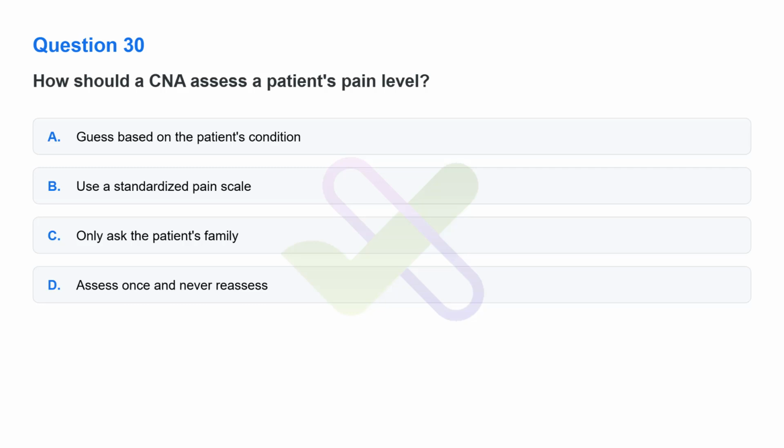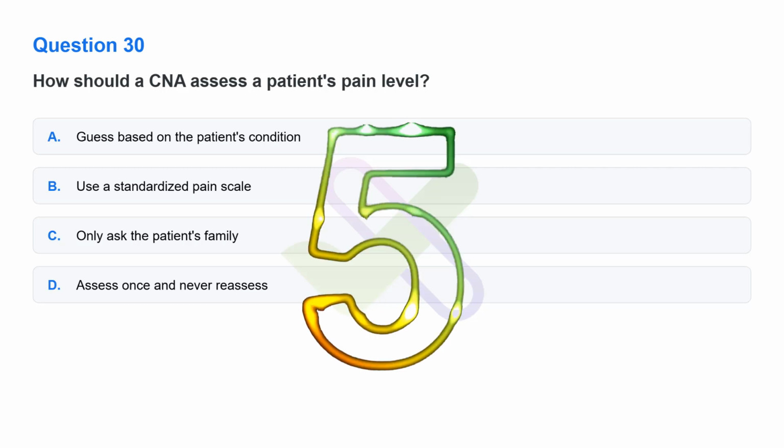A. Guess based on the patient's condition. B. Use a standardized pain scale. C. Only ask the patient's family. D. Assess once and never reassess.